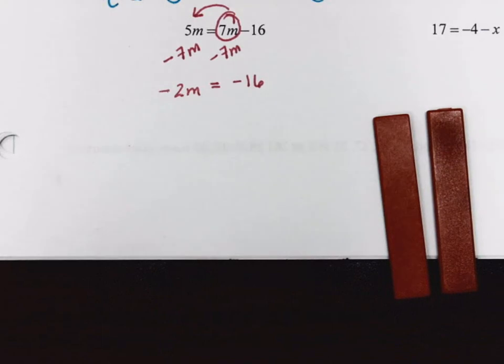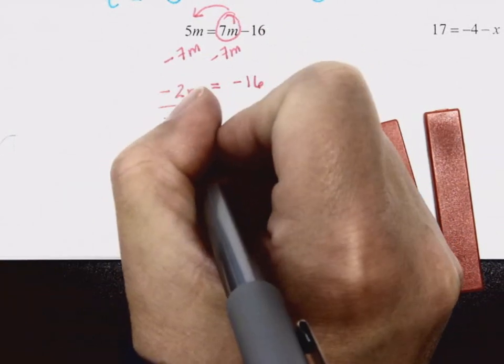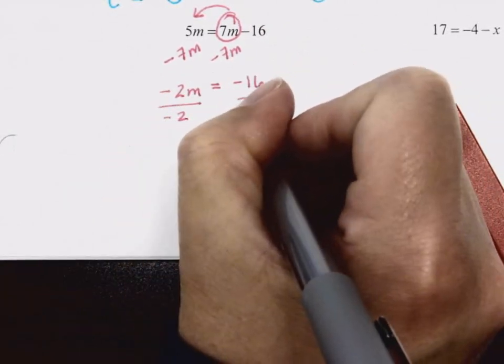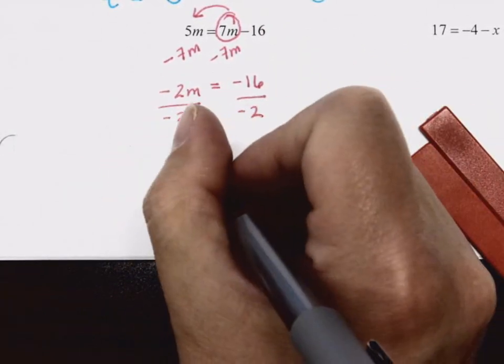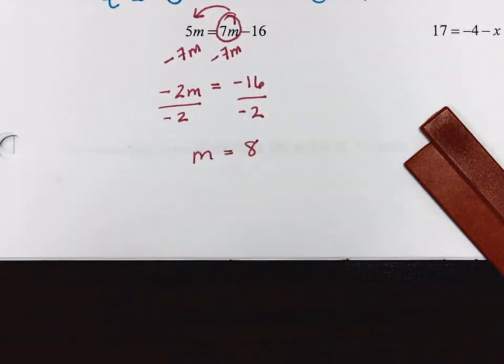And now we're back to regularly scheduled programming. Now we can just divide by that negative 2. And whatever we do to the left-hand side, we have to do to the right-hand side. So m is equal to a positive 8. You got to remember your rules for integers. 2 negatives divided or multiplied are going to give you a positive.